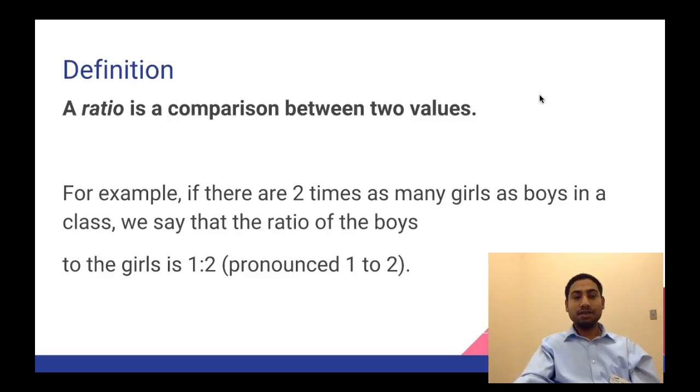Well, suppose that there are 2 times as many girls as boys in a class. Then we say that the ratio of the boys to the girls is 1 to 2. And you pronounce it as 1 to 2, and write it as 1 colon 2.